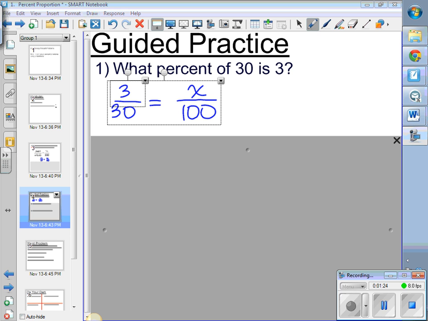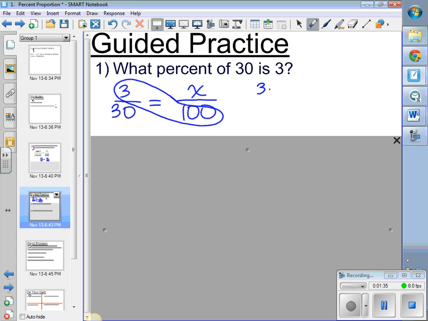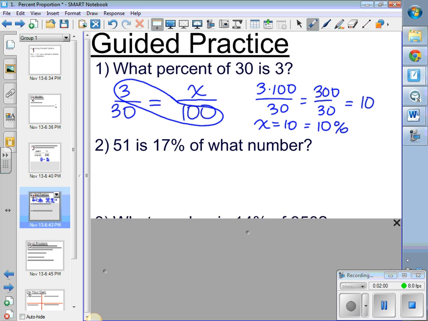Just like you did with solving proportions before our last test, you're going to do 3 times 100 and divide that by 30. So you get 300 divided by 30, which is 10. So x is equal to 10, which is 10%. That's the percent we're looking for. You have to remember that this right here is a percentage.